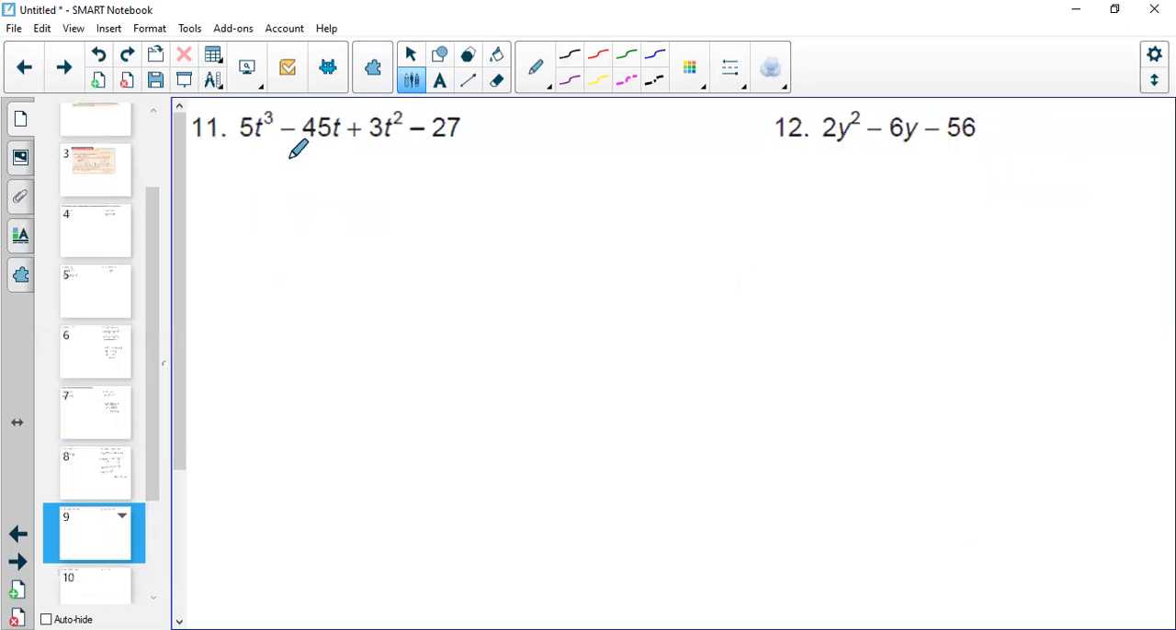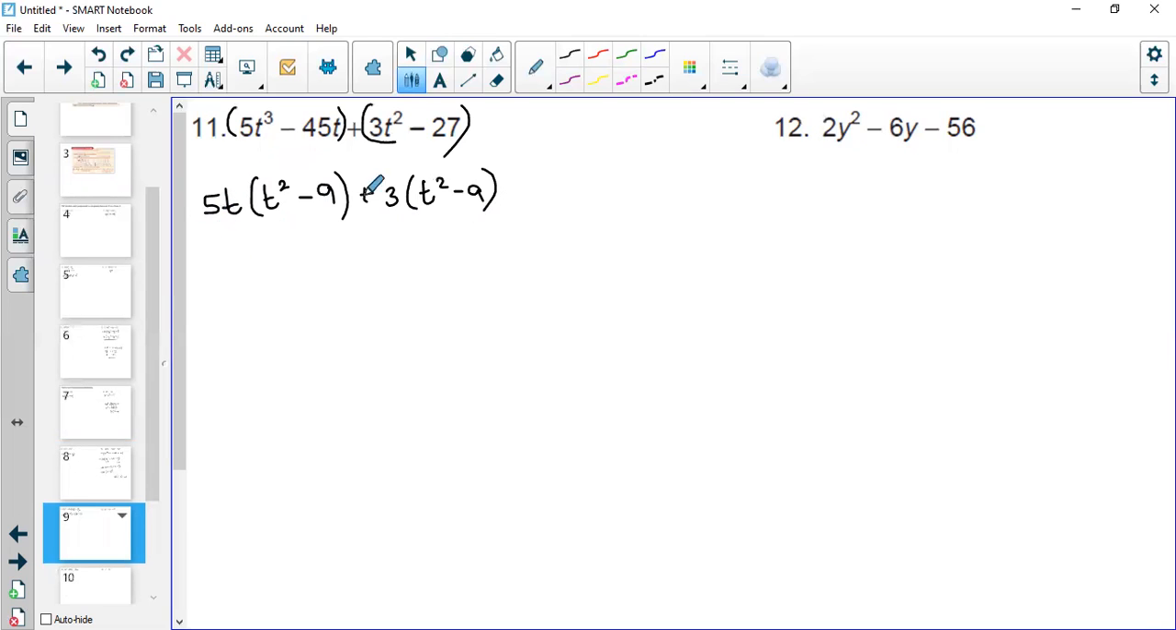Okay, the next question says, now this is a polynomial. So first thing first, we are going to factor them into two each. Then you have to find the GCF. If you find the GCF, that would give you a 5t. That means that will leave you with a t squared here and a 9 here. Now how about the GCF of this? It's going to be a 3. So that would also leave you with a t squared minus 9.